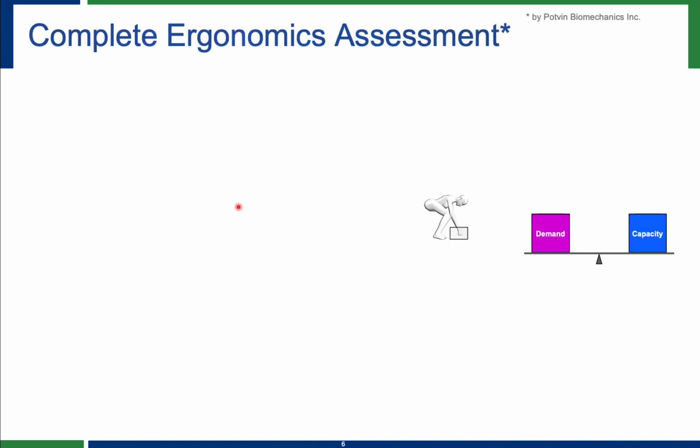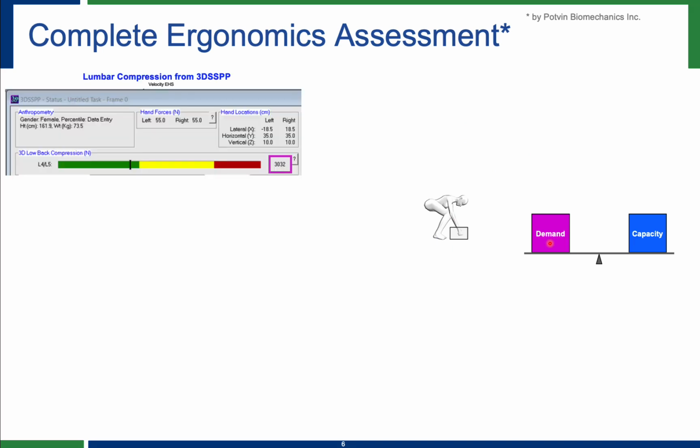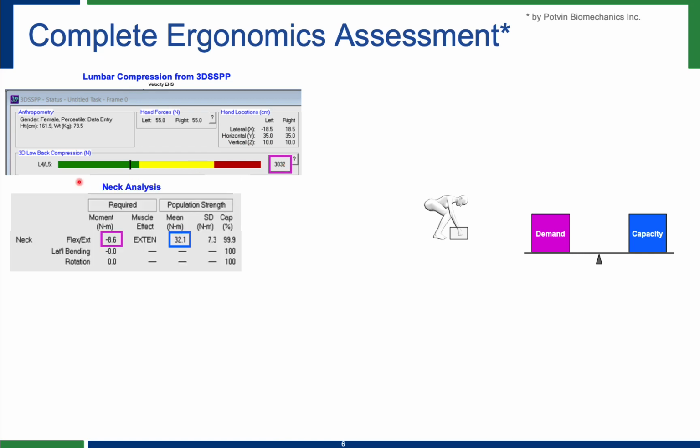So when we do a complete ergo assessment, here we have our lifter, here we have our demand capacity balance scale. Now, when I would do an analysis, I may use something like 3D SSPP or some digital human model to calculate compression, so around 3,000 newtons here. I could also do a neck analysis. Not many people do a neck analysis, but we have that in the Works software. And when we see things in this sort of fuchsia color, we would say that that's the demand that's being output.